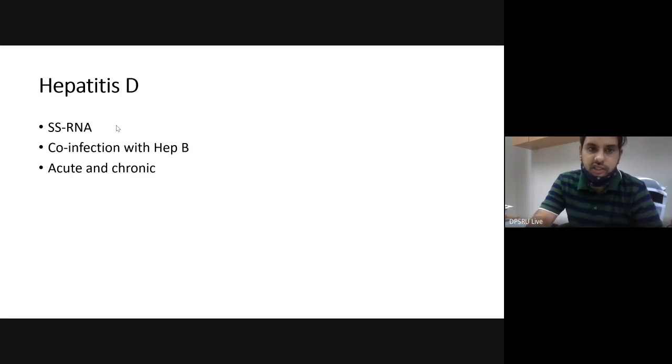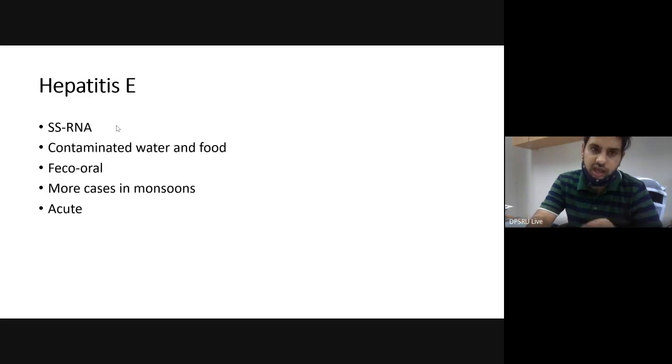Hepatitis D particularly happens with hepatitis B, right? So it's a co-infection with hepatitis B, and if someone has hepatitis B and along with it hepatitis D, that person is more susceptible to convert into liver cirrhosis or liver cancer at a faster rate as compared to other persons. So this is about hepatitis D, and hepatitis E.